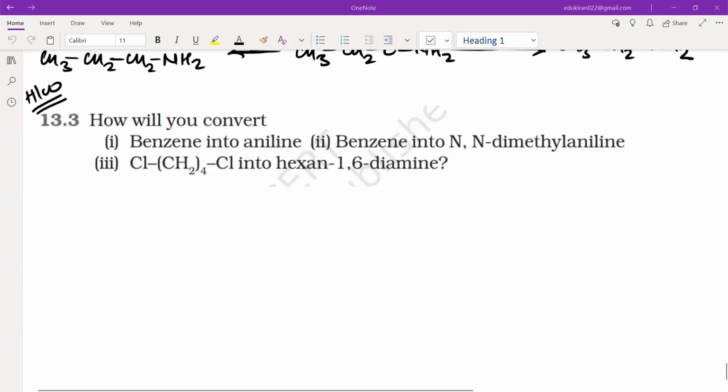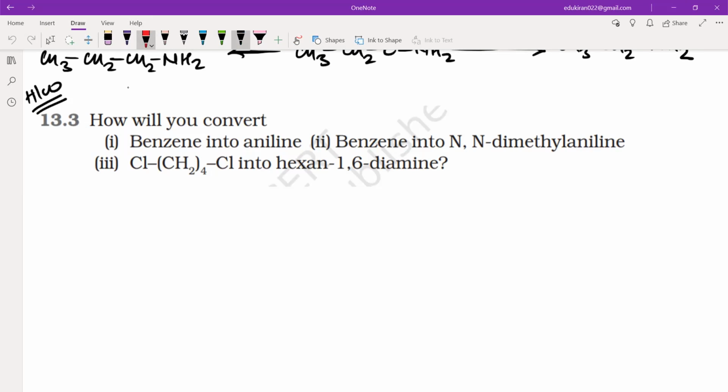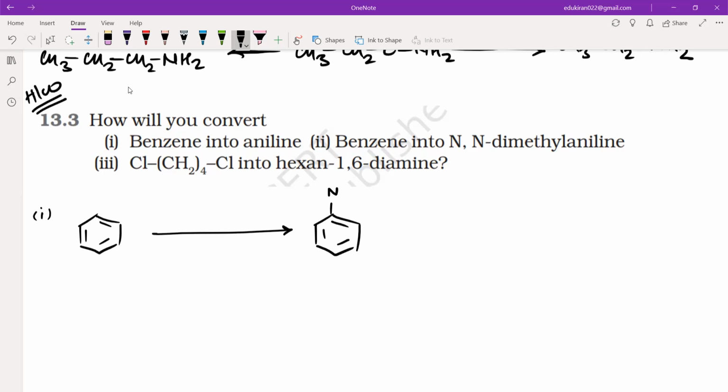Okay, fine. Let us look at the first one, benzene to aniline. So I hope all of you know the structure of benzene and aniline. Yes or no? Tell me. Yes, sir. So we have benzene, and we have to convert this to aniline. In aniline, we have an NH2 group attached to the benzene ring. Okay. So for this, is there any way that you know of that we can directly attach NH2?